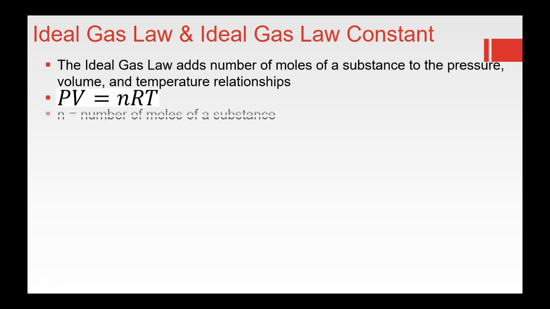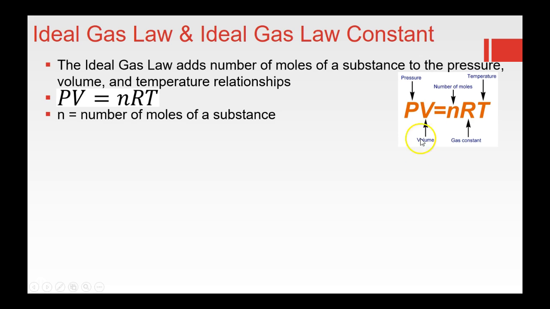But PV equals nRT. The new ones in there are going to be R, more on that in a second, and n. n is going to be the number of moles of a substance. So you're going to want to write that out. P, pressure, V, volume, n, number of moles, so like 1 mole, 0.8 moles, something like that. R will be our constant, we'll get to that in a moment, and T is going to be the temperature in Kelvin. Very important, that needs to be in Kelvin.